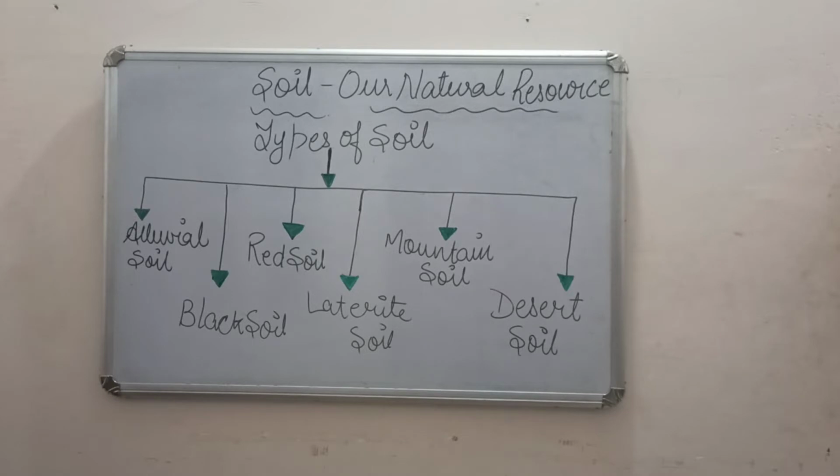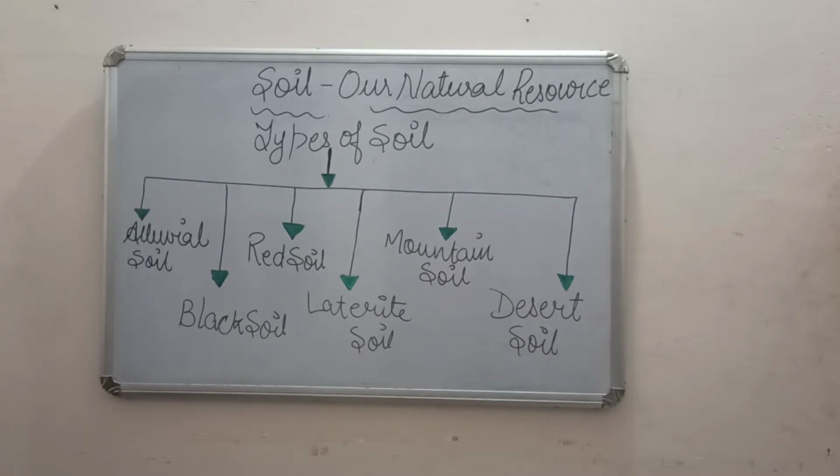Regions means the northern region has a different kind of soil. The western part of India has a different kind of soil. Similarly, the eastern part as well as the southern part of India also has different kinds of soils. And also the color of the soil differs from region to region.